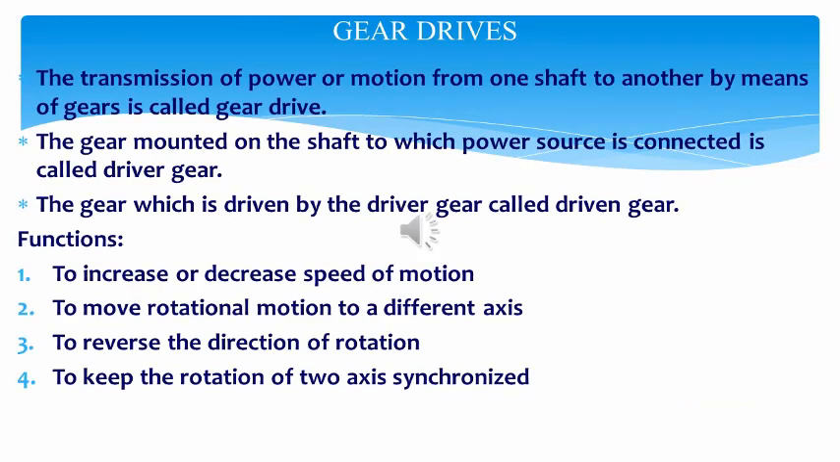The next topic is gear drives. So the transmission of power or motion from one shaft to another shaft by means of gear is called a gear drive. The gear mounted on the shaft to which the power source is connected is called the driver gear, and the gear on which the driven shaft is mounted is called the driven gear. So the functions: it increases or decreases the speed of motion. It is used to move rotational motion to different axes, to reverse the direction of rotation, to keep the rotation of the two axes synchronous or in the same line.